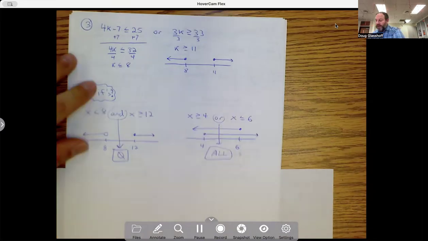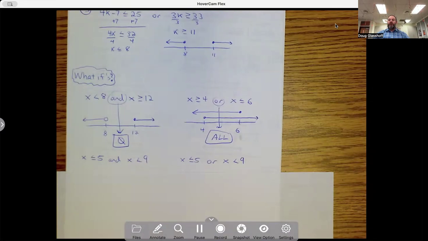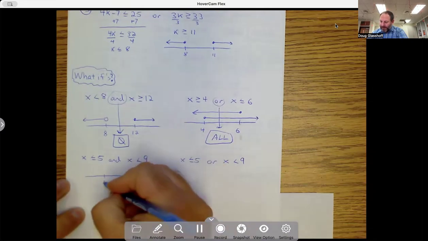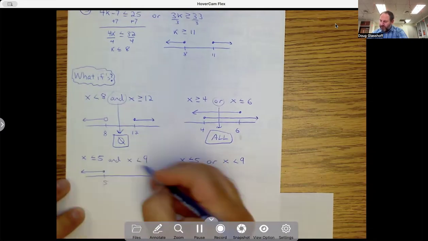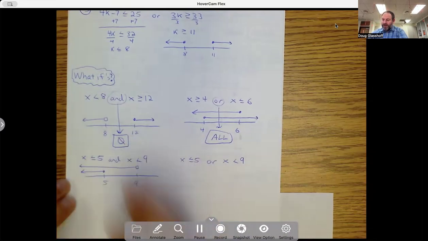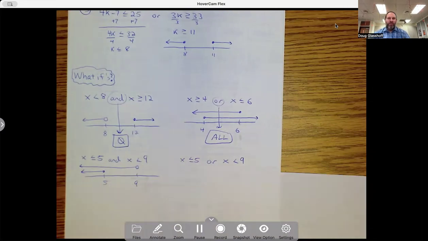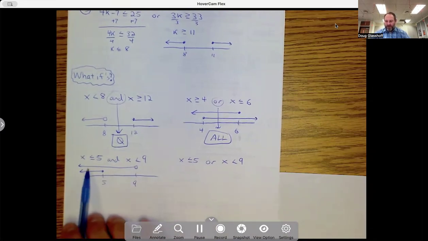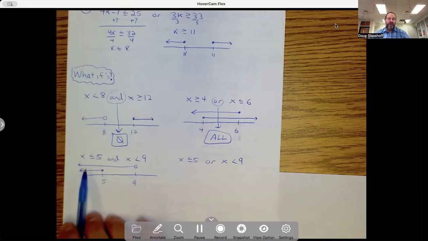All right. As we look at this one, we have, again, same idea. Let's just graph and see what it looks like. We have less than or equal to 5, so we're going like that. We have less than 9, so it looks like this. Again, we're looking where it meets both requirements. If I pick a number over here, it doesn't make either one of them true. If I pick a number here, it only makes this one true. If I pick a number over here, both of them are true. And so we're looking for that, remember, and is where both of them are true.